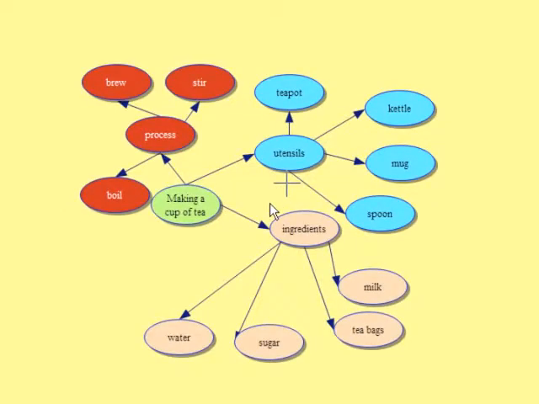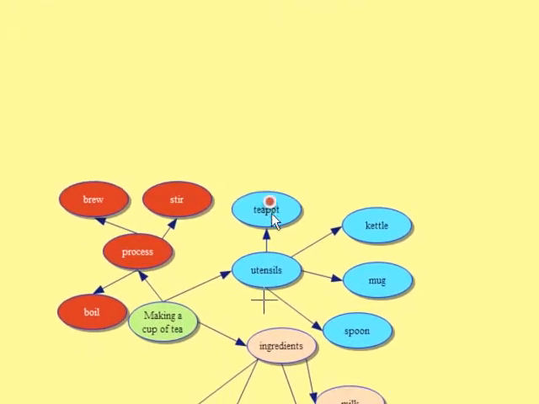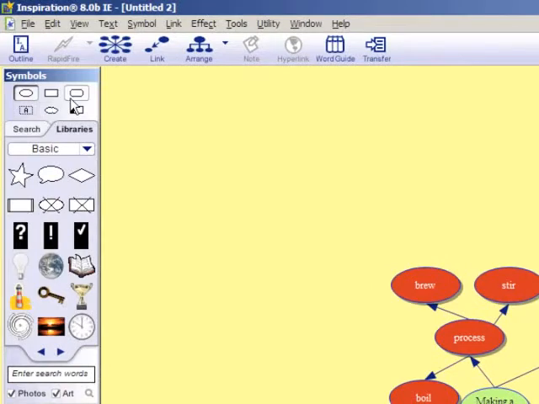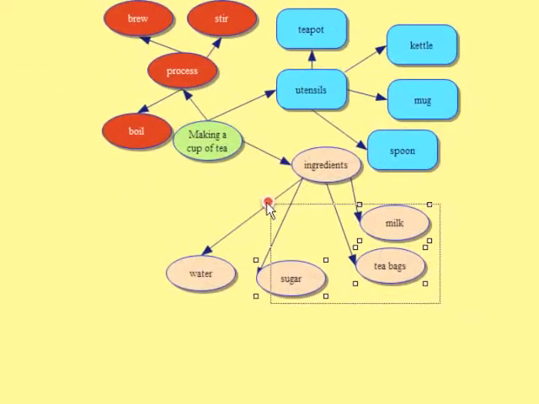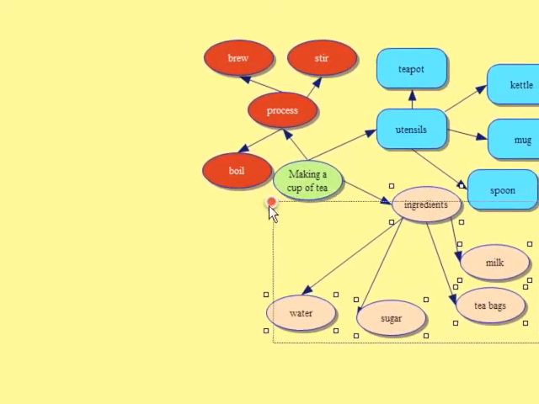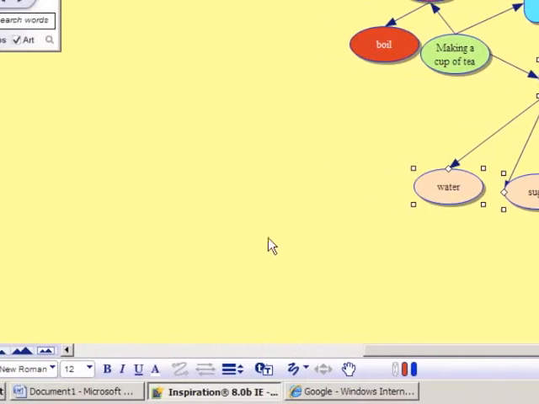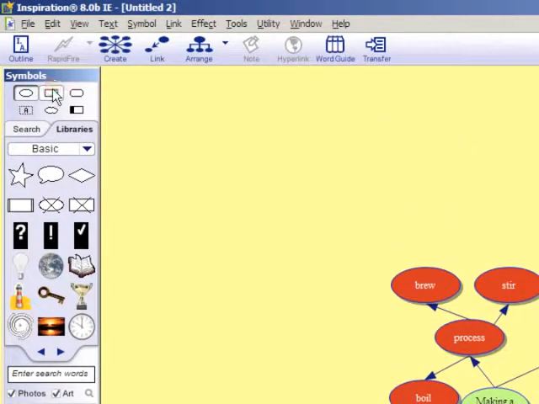While separating out by colour is quite useful, we can also separate out by shape. So again we'll use the rubber band tool and change all of our symbols to the same shape. Changing the shape, we just use the symbol palette.